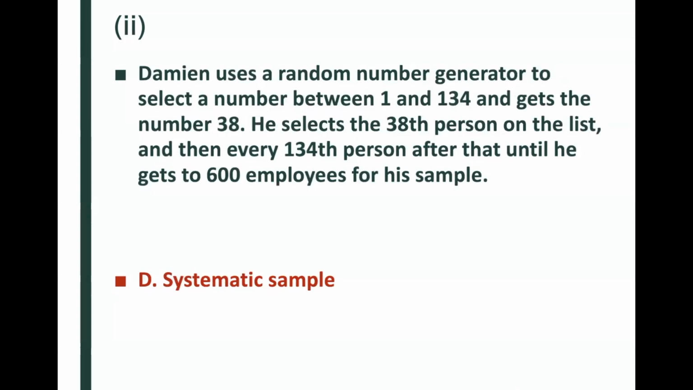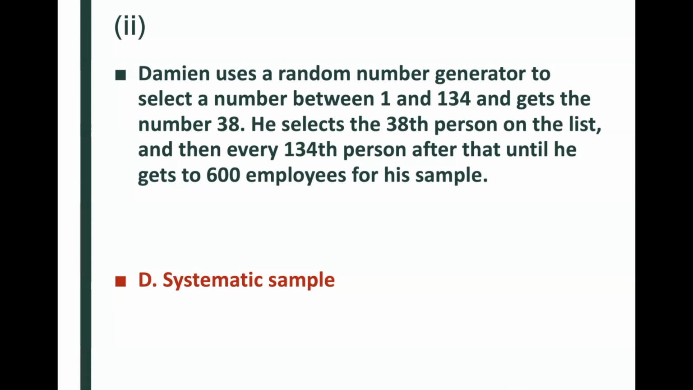Damien uses a random number generator to select a number between 1 and 134 and gets the number 38. He selects the 38th person on the list and then every 134th person after that until he gets to 600 employees for a sample. So this example would be a systematic sample.